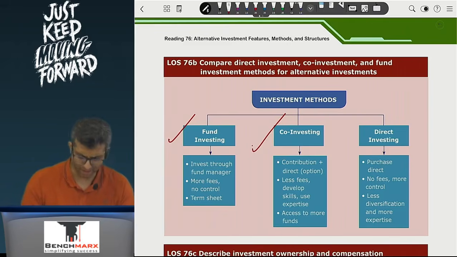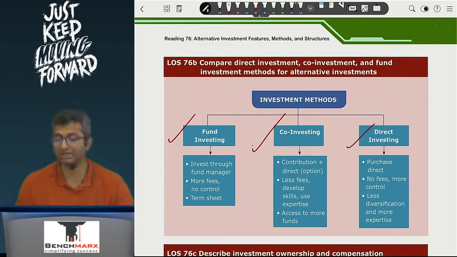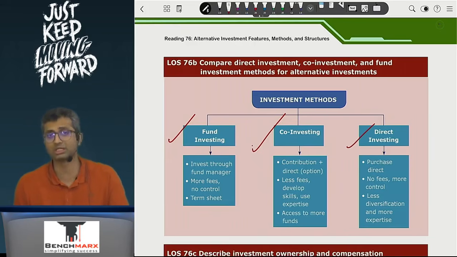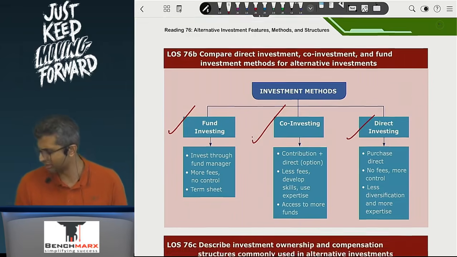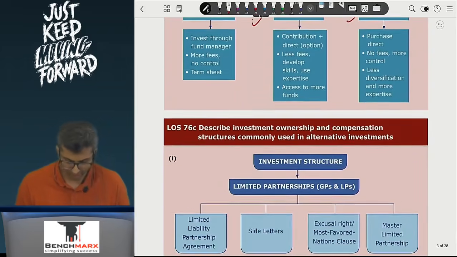Third is direct investing. This will definitely help you save fees because you are investing directly. However, this will involve a lot more time commitment. It will require a lot more specialized knowledge as compared to the other routes. So these are the 3 main routes for investing.